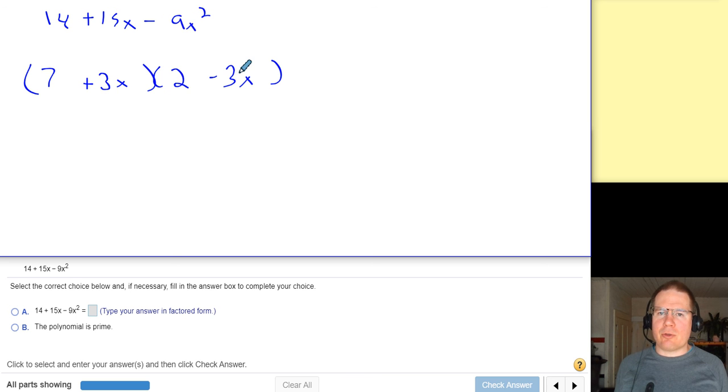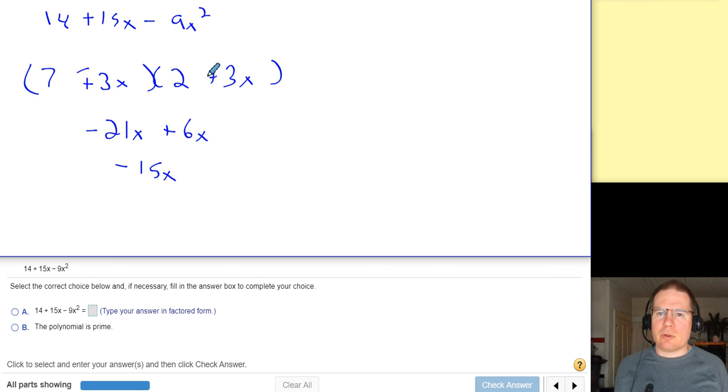7 times negative 3x, negative 21x. 3 times 2, that's 6x. 3, negative 3, negative 9x squared. All right. Negative 21 plus 6, opposite sign, so 21 minus 6. It's 20 minus 5, that's 15. Negative. I want 15, but I want 15 positive.